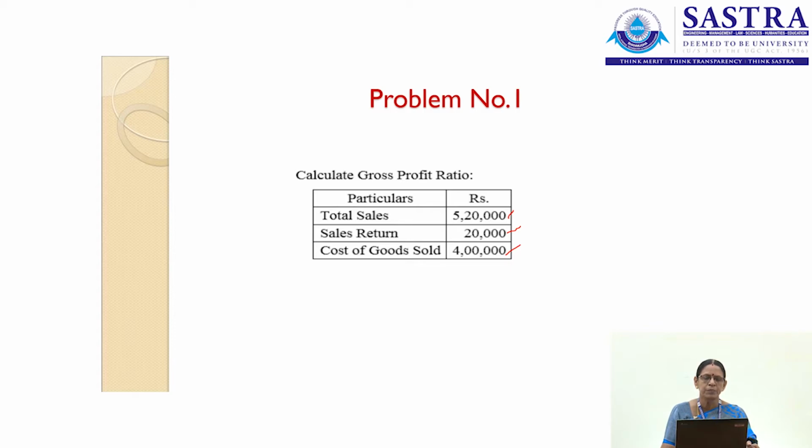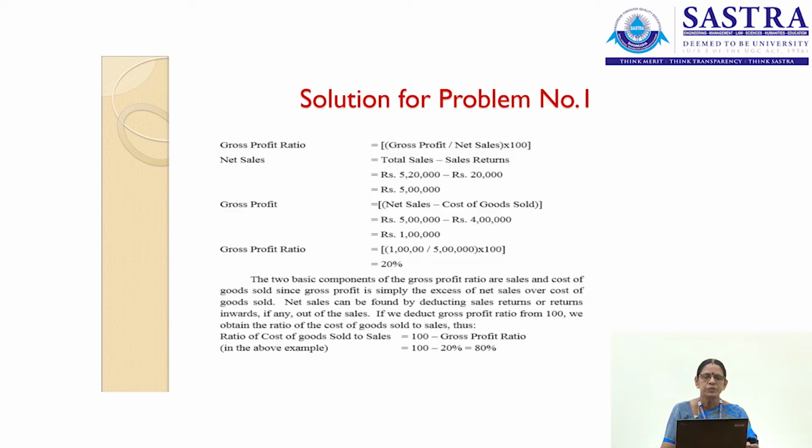What is your GP now? Sales minus cost of goods sold. GP divided by sales into 100. That is your total sales minus your sales returns, that is your net sales. 5,20,000 minus your 20,000, we have 5 lakh rupees. Gross profit is net sales minus your cost of goods sold. 5 lakh rupees minus your cost of goods sold given in the problem, 4 lakhs, that is 1 lakh. So GP is 1 lakh, divided by sales of 5 lakhs into 100, that is your 20%.